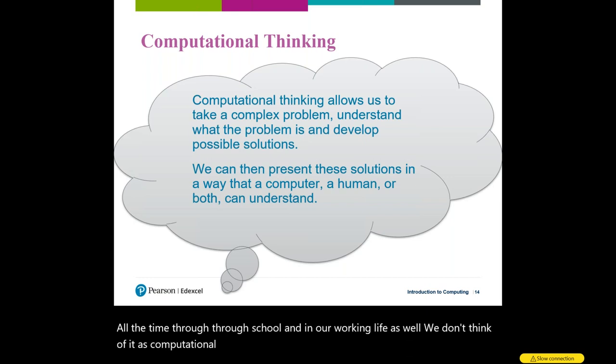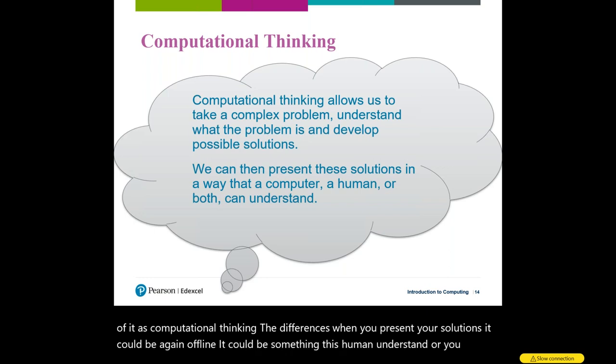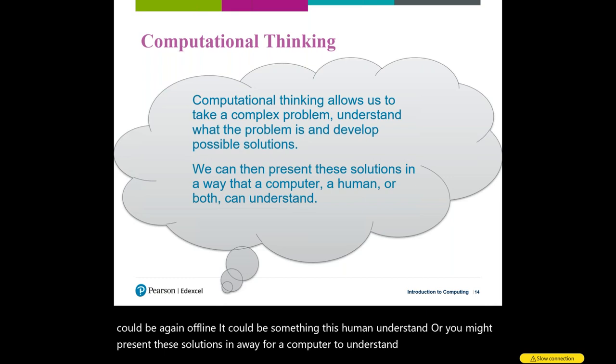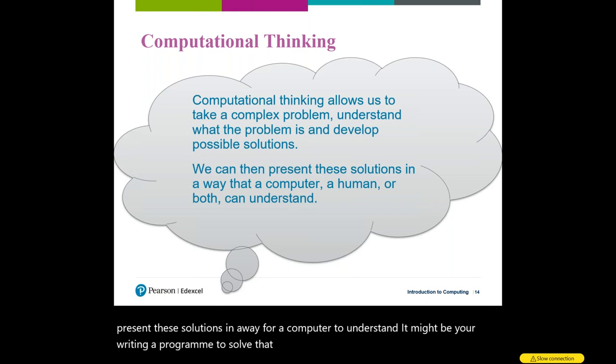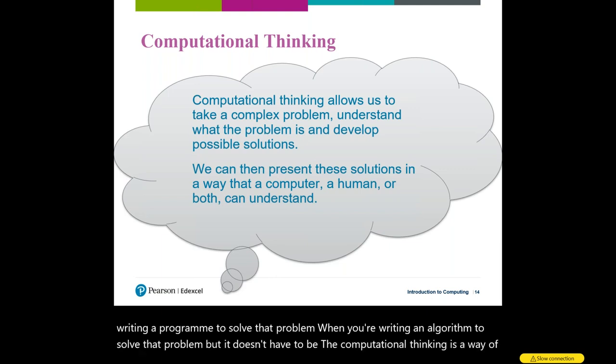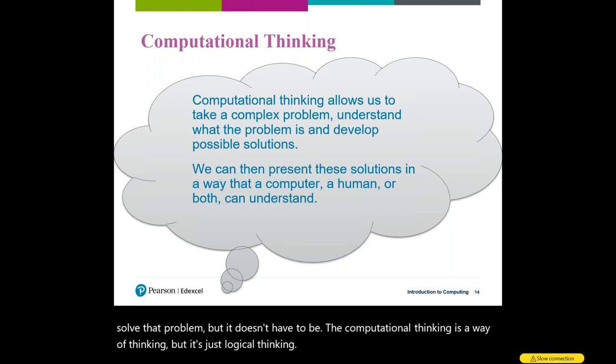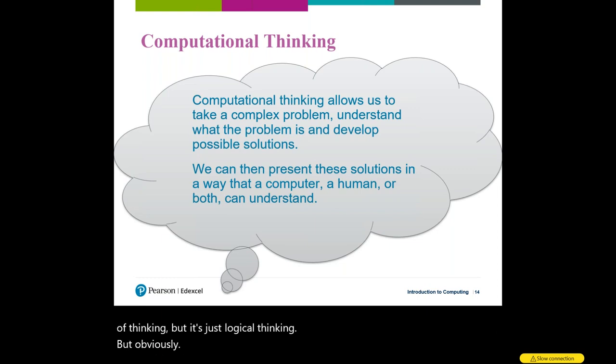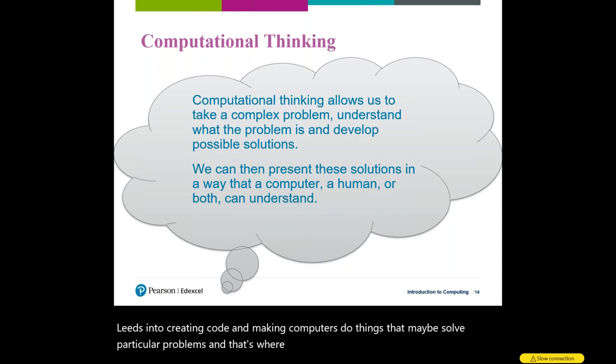The difference is that when you present your solutions, it could be, again, offline. It could be something that a human can understand, or you might present these solutions in a way for a computer to understand. So it might be you're writing a program to solve that problem, or you're writing an algorithm to solve that problem. But it doesn't have to be. Computational thinking is a way of thinking that is just logical thinking. But obviously, it leads into creating code and making computers do things that maybe solve particular problems, and that's where it links into this curriculum quite well.